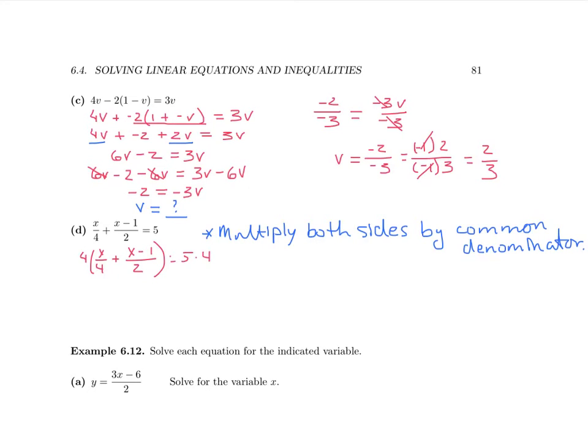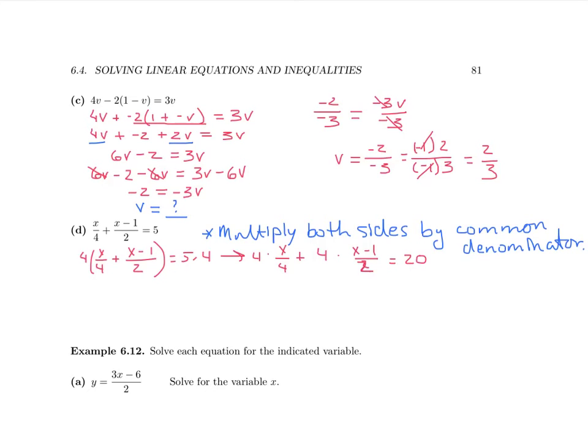Now when I multiply the left side by a 4, notice that the result is I have a number times a sum. Anytime you have a number times a sum, you can perform the multiplication using the distributive property. So I can rewrite this as 4 times x over 4 plus 4 times (x minus 1) over 2. And this must equal 20.